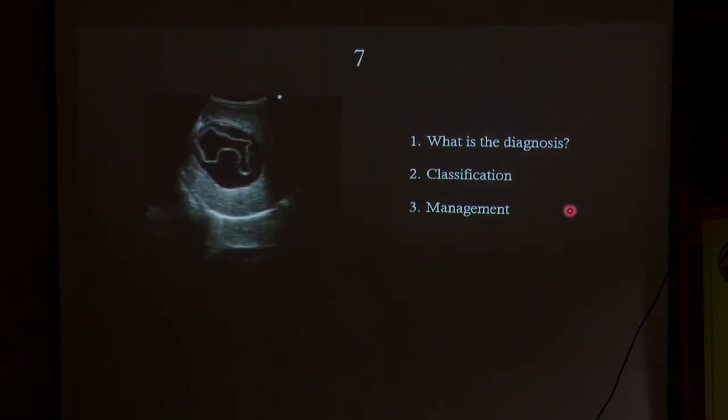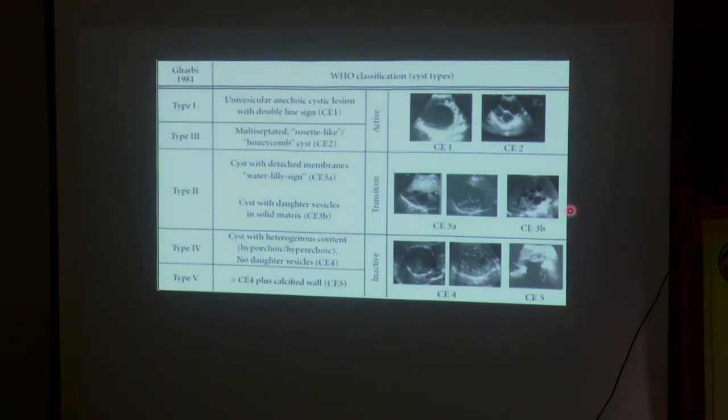So next case, I provide an ultrasound image of the liver. There is a cystic lesion. What is this? Yes, this is a hepatic hydatid cyst. How do you classify this? There are two classifications, by Gharbi and the WHO classification. By WHO classification, it is classified into CE1 to CE5. CE1 and 2 are active lesions.